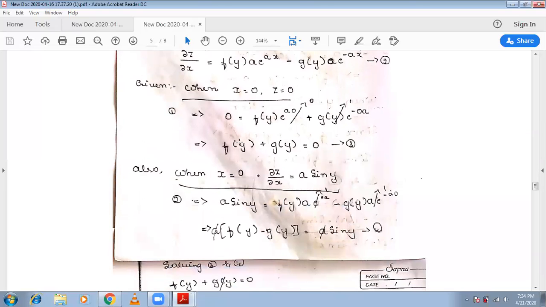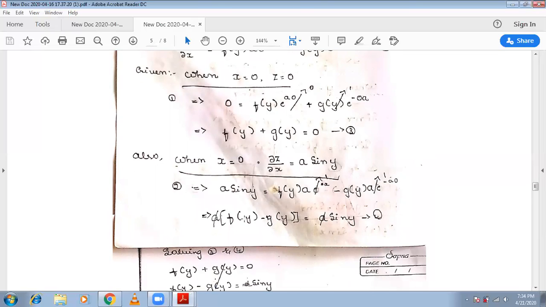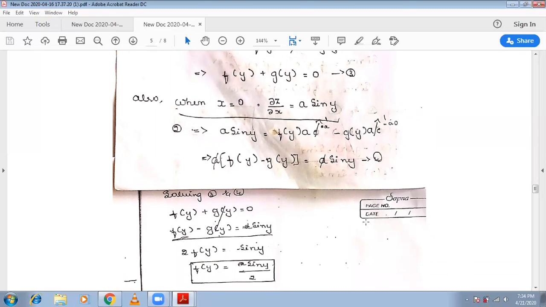Put x is equal to 0 and z is equal to 0 in 1. We get f of y plus g of y is equal to 0. Next, x is equal to 0, del z by del x is equal to a sin y. We get a into (f of y minus g of y) is equal to a sin y. A gets cancelled here. Call it equation 4 and this is 3. Solve 3 and 4 similar to the previous problem.